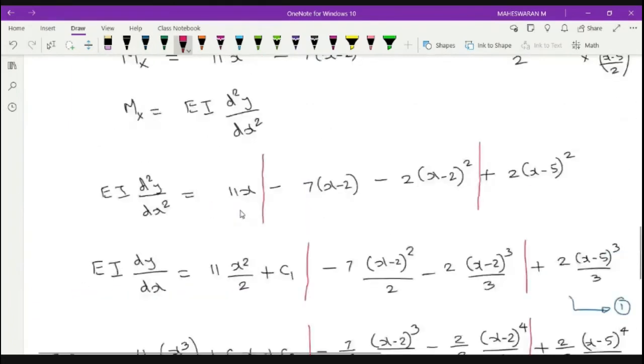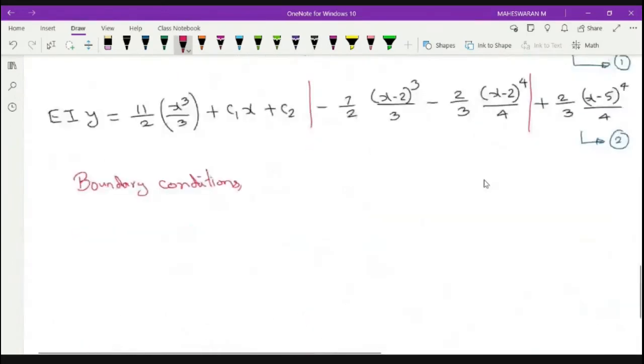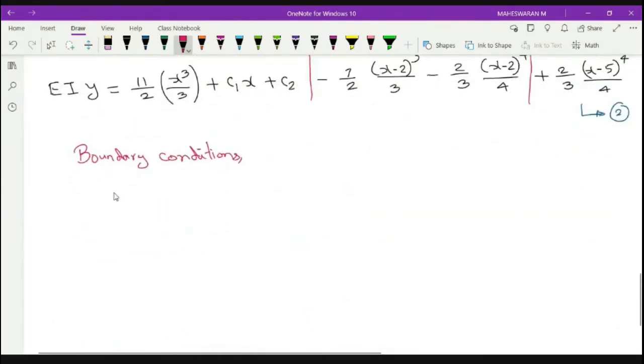So when I consider this, it is an unsymmetrical section, so I don't have to worry a lot. You know that these two sides are fixed, which means these two sides, location A and location D, don't have any deflection. Your deflection is 0. That is my boundary condition, which means when x is equal to 0.